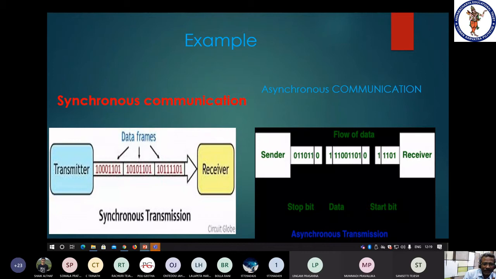So the entire data you can send at a time, within 1 clock pulse. So the data is transferred. Later, another way to specify it: in synchronous communication, it is a serial byte by byte transfer. But let us see another case, asynchronous data communication.